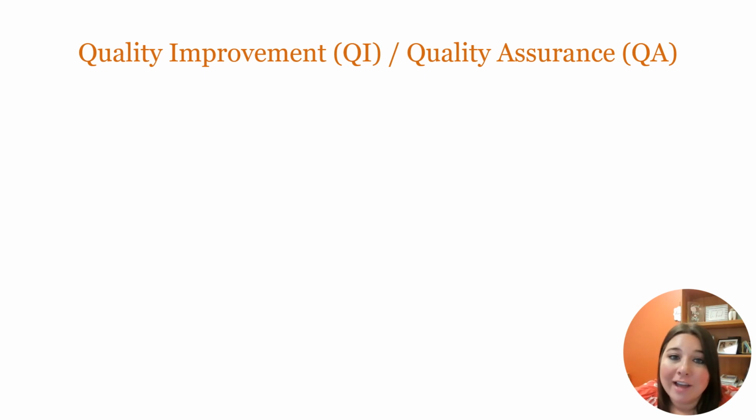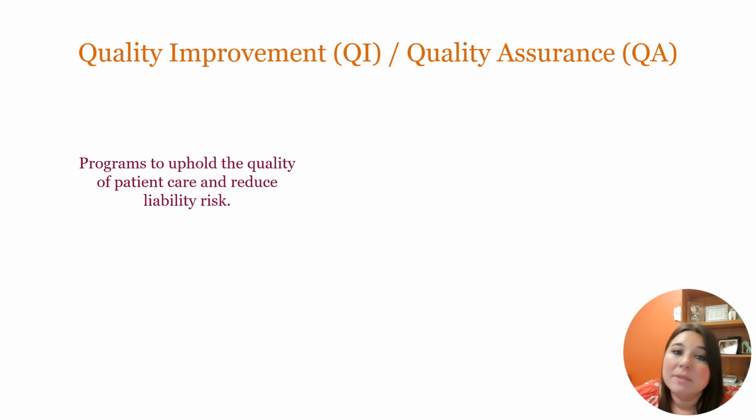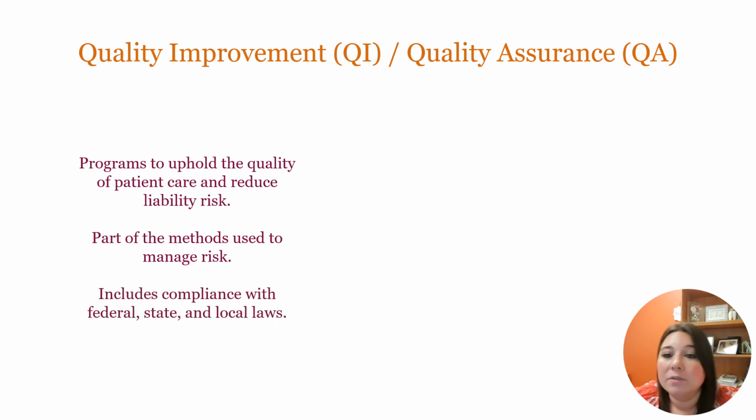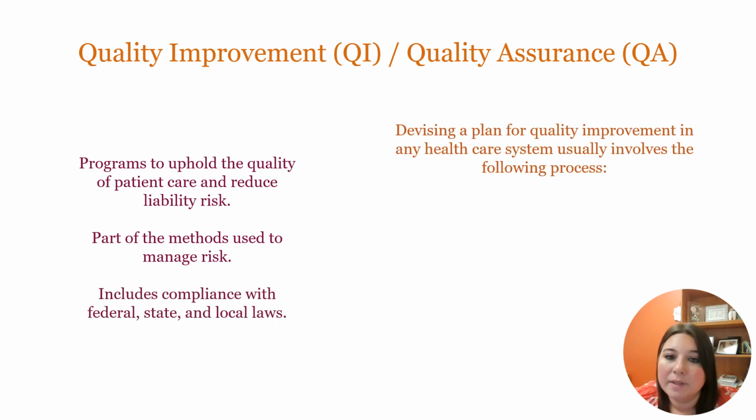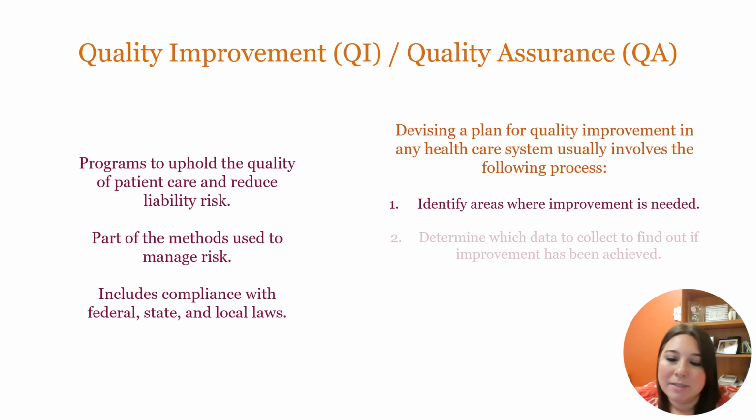Next we have QI, quality improvement, and QA, quality assurance. These are programs that uphold the quality of patient care and help reduce liability risks. They are part of the methods used to manage risk and include compliance with federal, state, and local laws. So this is how we devise a plan for quality improvement when looking through our processes that we normally do. Number one, we need to first identify areas where improvement is needed. We need to look at our processes saying this could be a little bit better and then change them slightly.